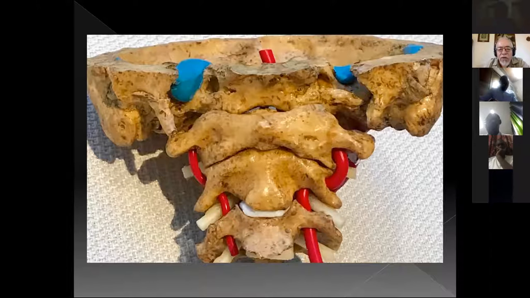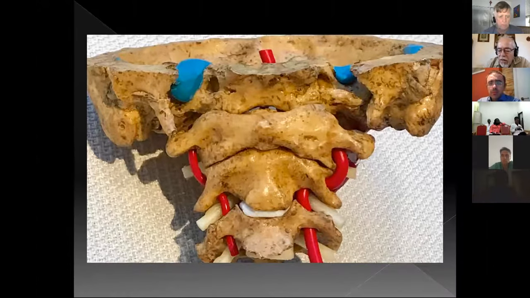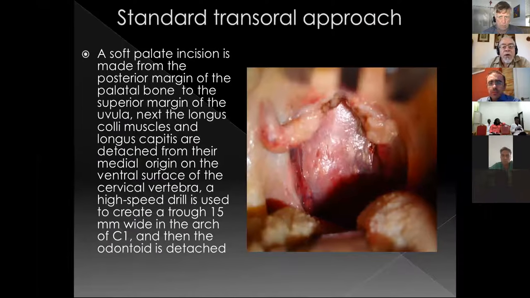So I think that this is one of the easiest surgical approaches to the craniocervical junction. But it's easy, but we could have so many complications. For example, the most common is to have a tear of the dura mater and to have a fistula in this region. So this is a work in cadaver.